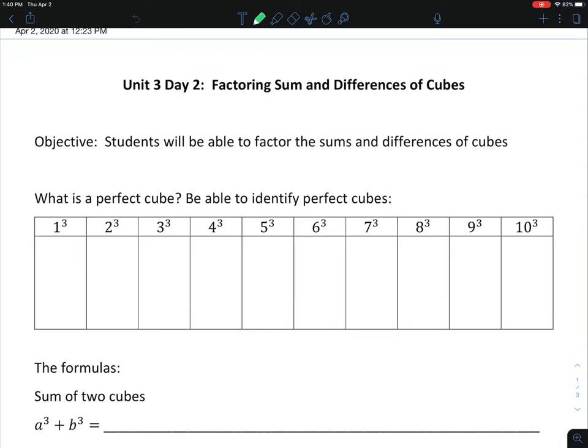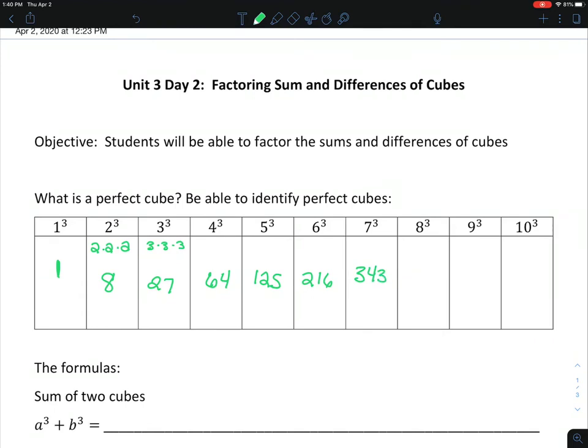A perfect cube would be 1 times 1 times 1, which is 1. So 1 is a perfect cube. A perfect cube would be 2 times 2 times 2, which is 8. So 8 is a perfect cube. And then we have 3 times 3 times 3, 27, 64, 125, 216. And then I don't remember 7 cubed, so I'm going to have to use my handy dandy calculator. And I get 343.